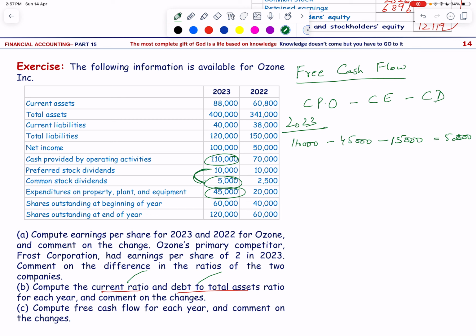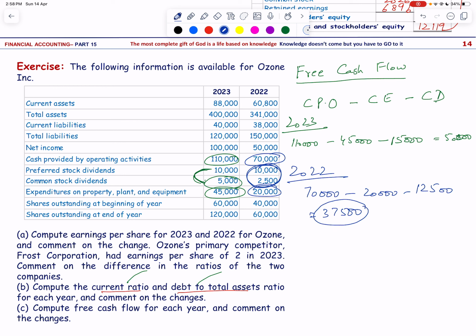Then we go for 2022. For 2022 we have the cash provided by operations again, and it is 70,000. From this we are going to subtract the capital expenditure, which was 20,000, and we will also subtract the dividend, that is 12,500. So this will be equal to 37,500. So we can see that the amount of cash generated by the company above its needs for dividends and capital expenditure has increased from 37,500 to 50,000, and that is a good sign.